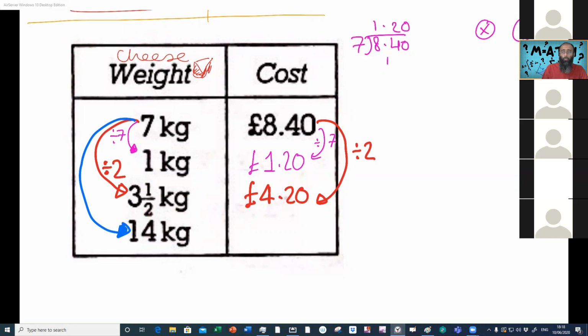Umama, how does 7 become 14? Times by 2. Okay, looks good. And what's £8.40 times by 2? 840 times 2 is £16 and 80 pence. Okay, so what I'm going to do now, folks, is give you some questions to do.